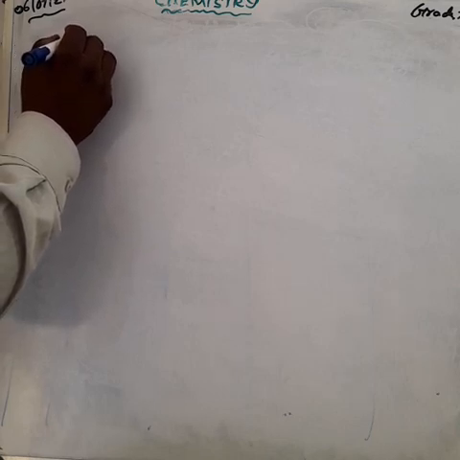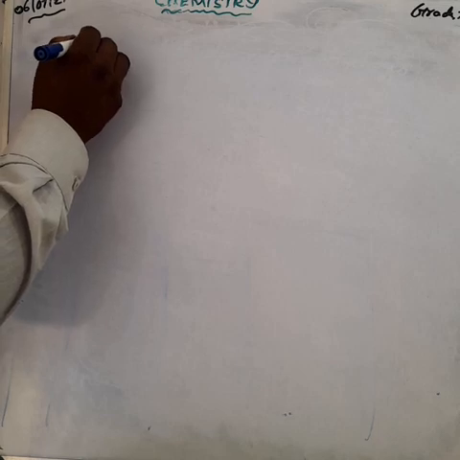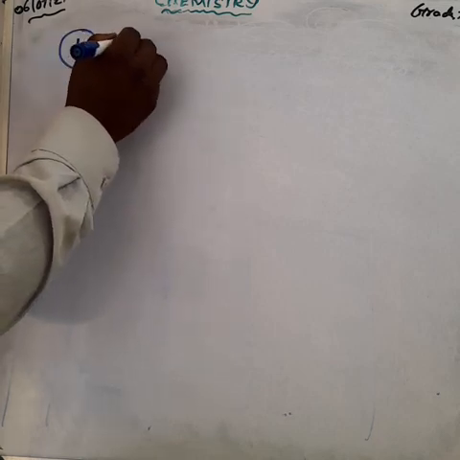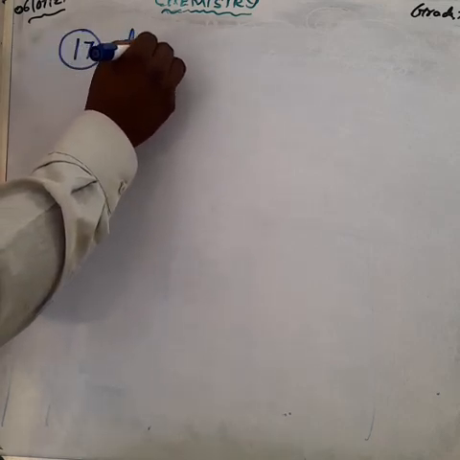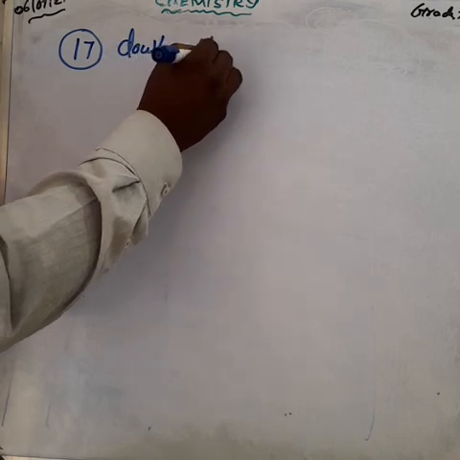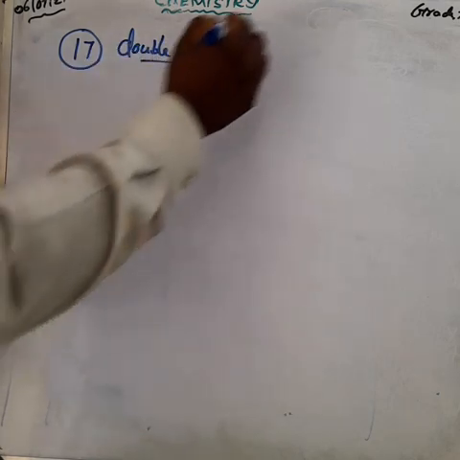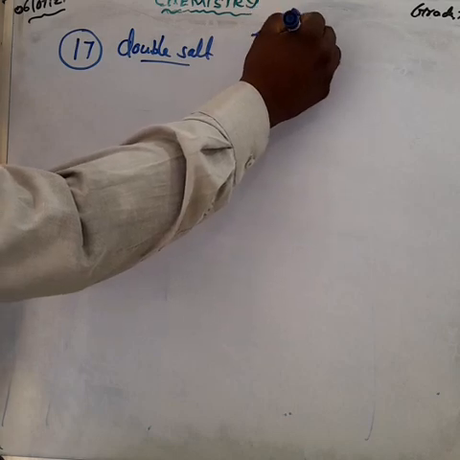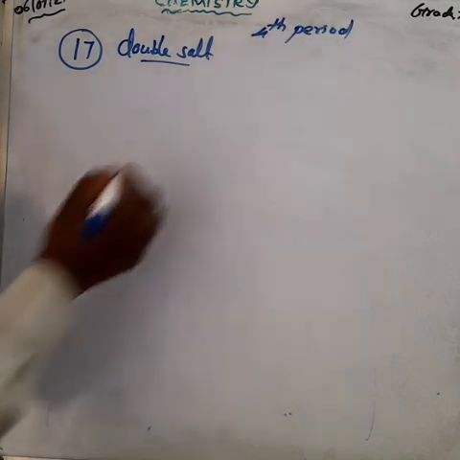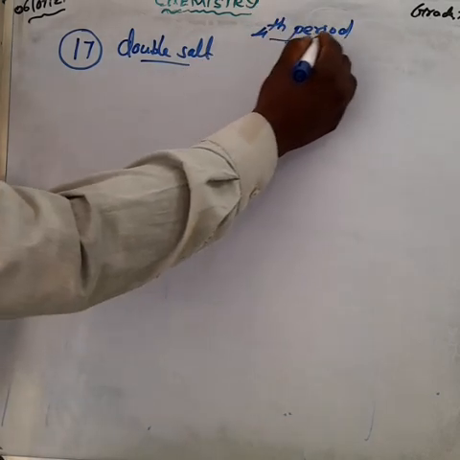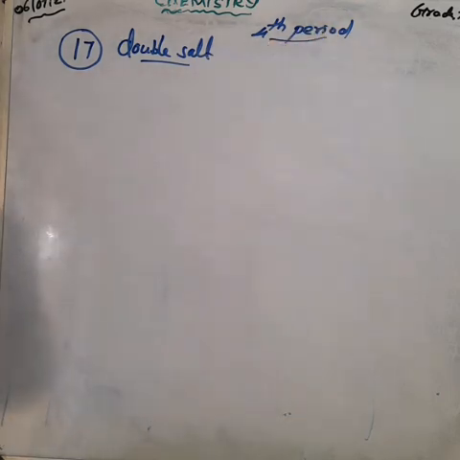Question number 17. A double salt which contains a fourth period alkali metal, A, on heating at 500 Kelvin gives B. Aqueous solution of B gives a white precipitate and gives a red colour compound with alizarin. Identify A and B.